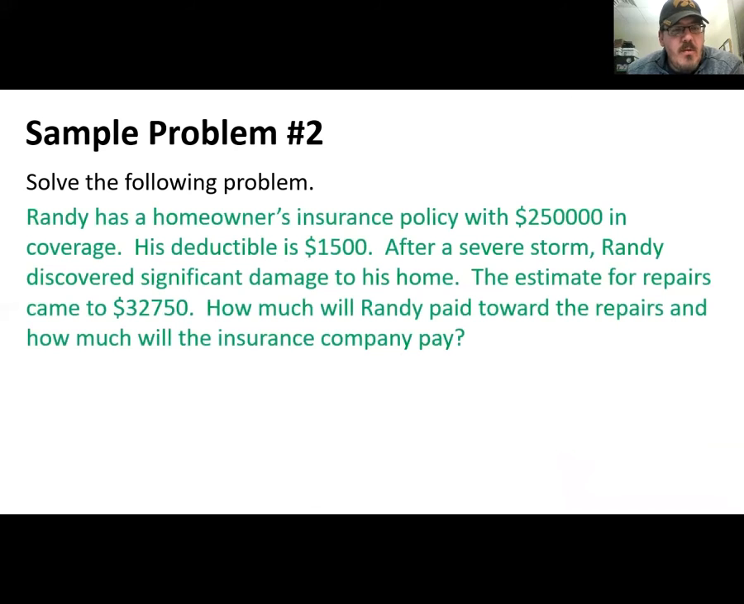In this situation, Randy has a homeowner's insurance policy with $250,000 in coverage. So basically that means that's the limit that the insurance will cover up to that amount. His deductible is $1,500. Now the deductible basically is an amount that the policy owner, in this case Randy, has to pay towards a claim before the insurance kicks in and pays the remaining amount.